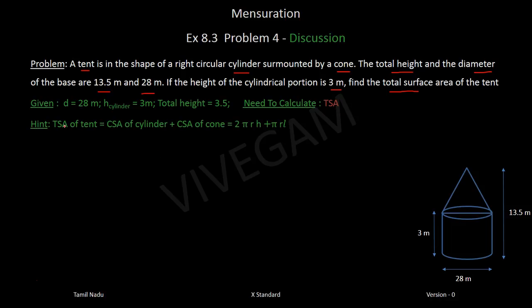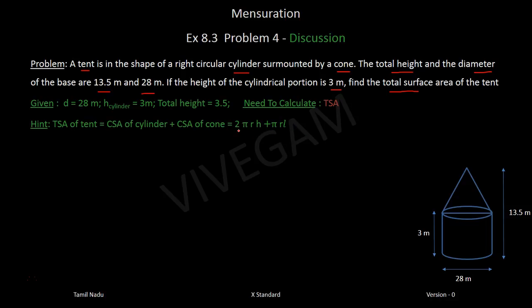So the hint is total surface area of the tent is curved surface area of the cylinder plus curved surface area of the cone. That is this side area here plus this side area. Both put together is the total surface area of the tent, and that is 2 pi RH plus pi RL. Curved surface area of the cylinder is 2 pi RH, curved surface area of the cone is pi RL. Here I am not taking pi commonly out because the heights are different. The height of the cylinder and height of the cone are different, so that will cause a lot of problems. So I am keeping it as it is.